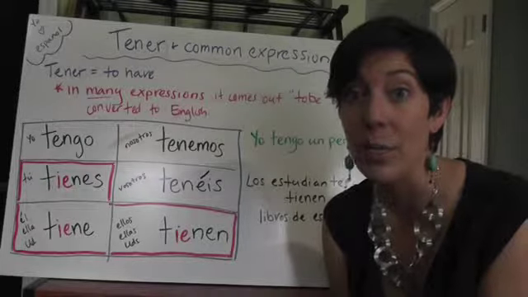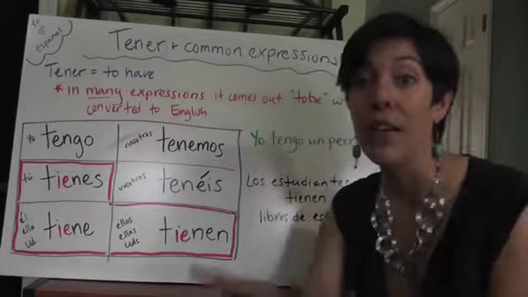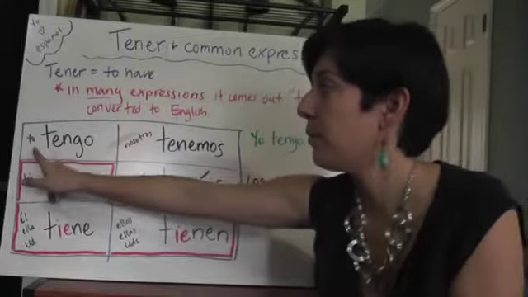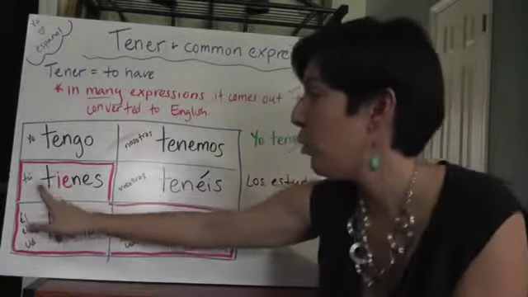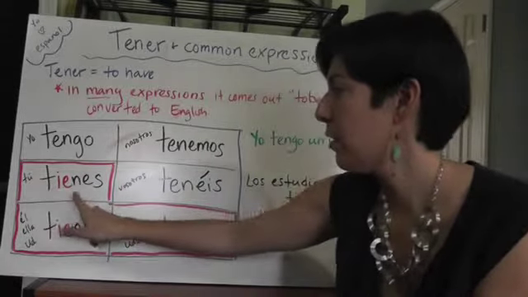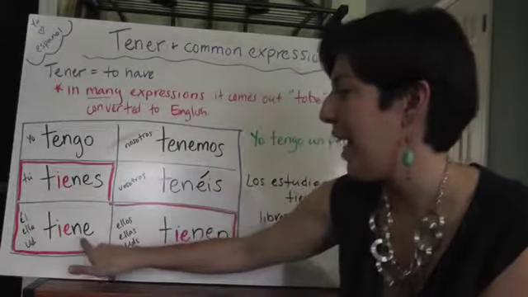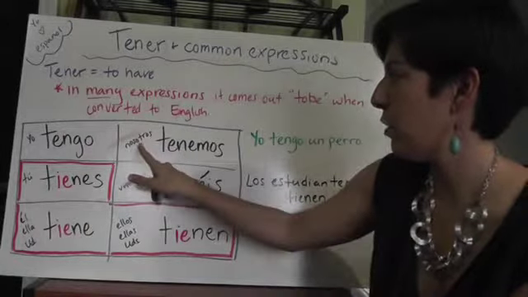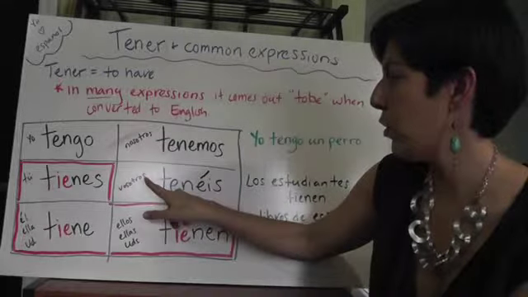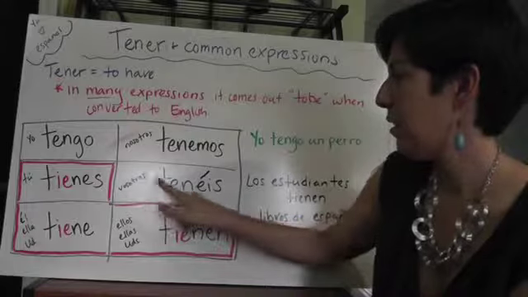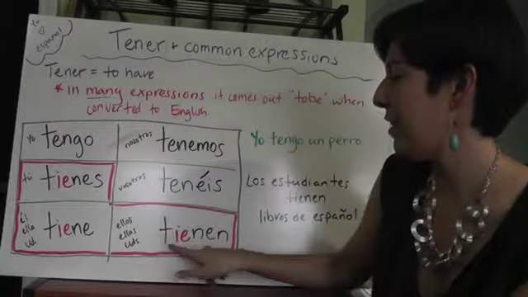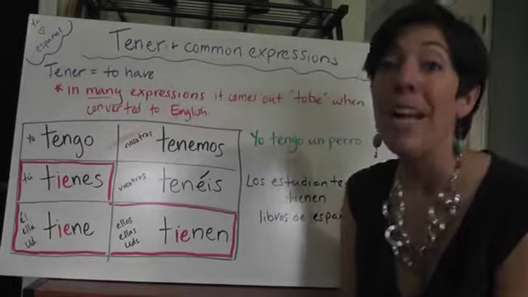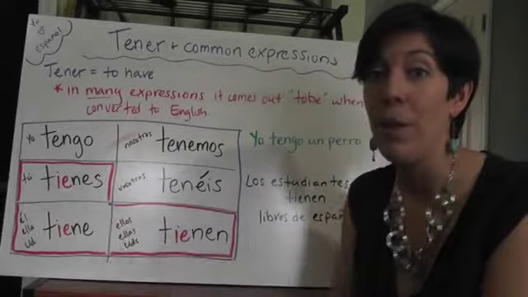Now, first, to use a tener expression, you have to conjugate tener. Now, just like everything else, we have 6 forms of tener. So todos repiten. Yo tengo. Repeat then. Tú tienes. Él tiene. Nosotros tenemos. Vosotros tenéis. Ellas tienen. All right, muy bien.